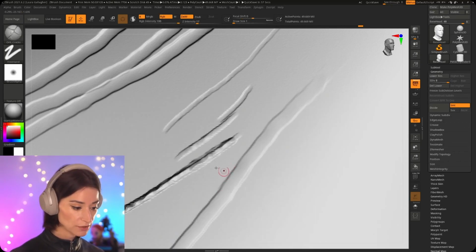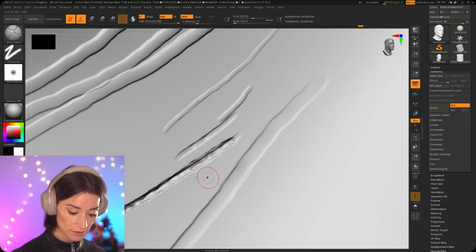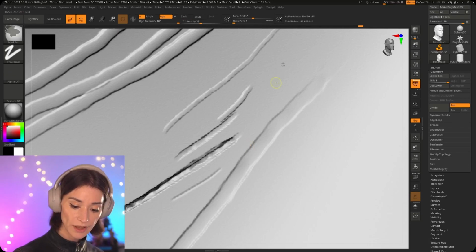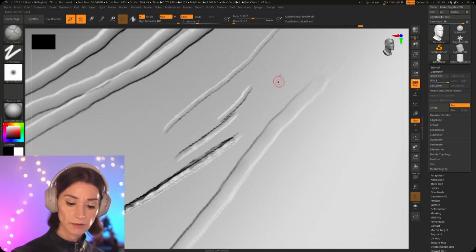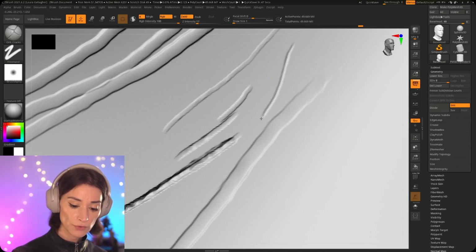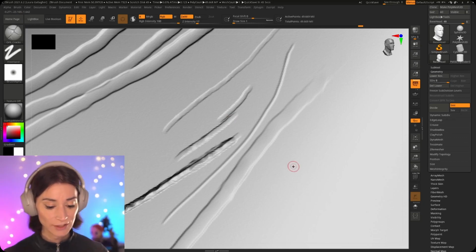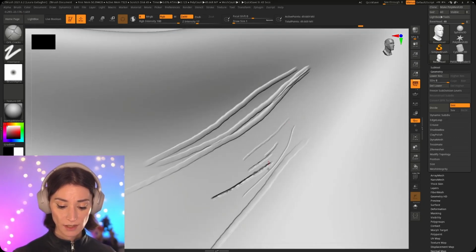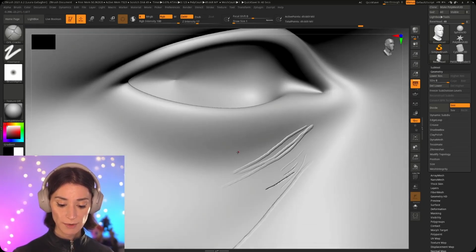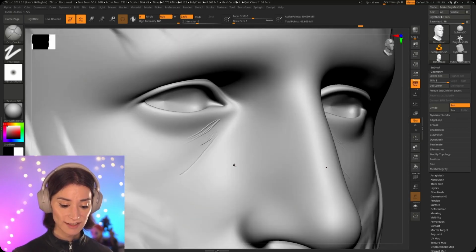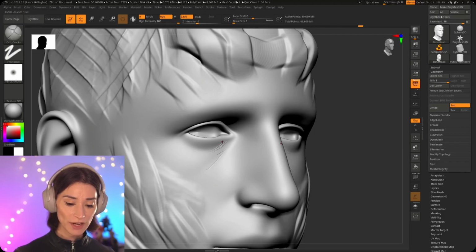Let me use the brush here that we call the Orb Cracks. It doesn't come with ZBrush, unfortunately, but you can Google that. It's a really nice brush to sculpt some hard surfacey looking lines over a surface. Look at that. Look at how crazy sharp that is. Let's zoom out. Let's zoom out again. Let's zoom out. Look at how tiny that is. It's so small, right?